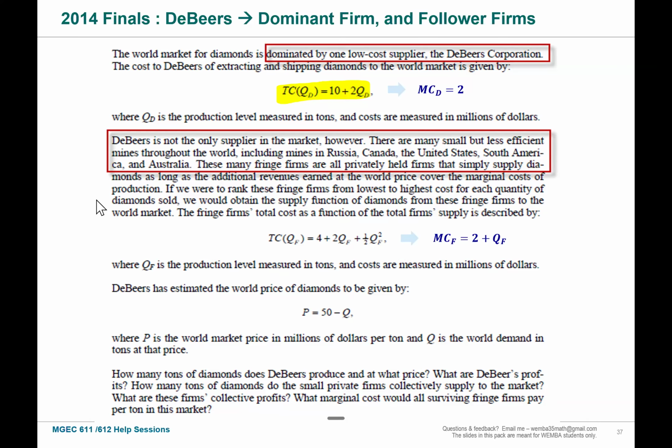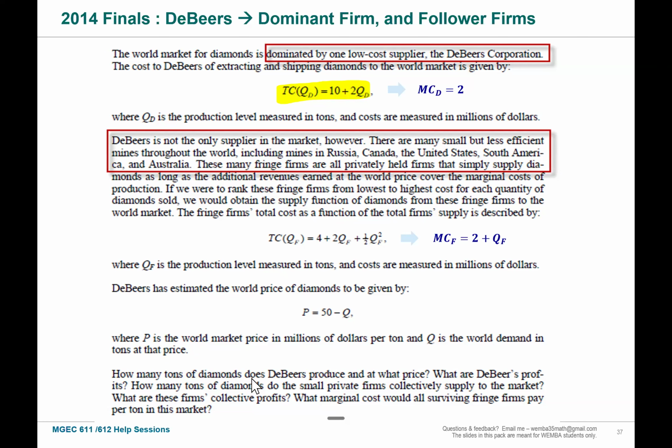So there is De Beers, a dominant firm, and there are a lot of these fringe firms that are followers. If we were to rank these fringe firms from lowest to highest cost for each quantity of diamonds sold, we would obtain the supply function of diamonds from these fringe firms. The fringe firms' total cost is given by this. De Beers has estimated the world price of diamonds to be given by this.